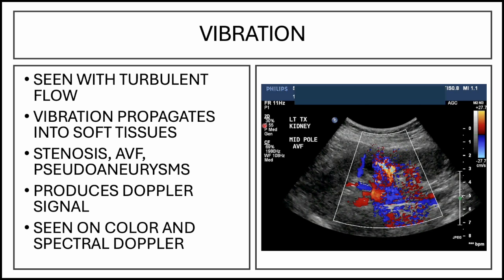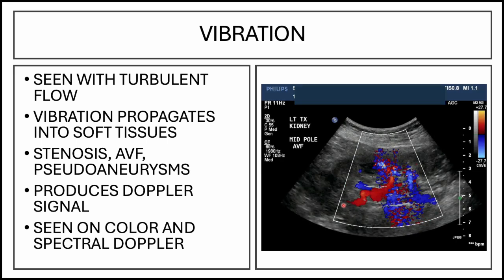Vibration artifacts can be seen on color Doppler as well as spectral Doppler imaging, and it's usually seen when you have turbulent flow through a vessel that causes vibration in the surrounding tissues, and the vibration or movement is picked up on the Doppler imaging. You can see this in arterial stenoses, arteriovenous fistulas and pseudoaneurysms, anything where the surrounding tissues are going to vibrate because of the turbulence produced by the abnormality. You can see it again on the color Doppler image here.